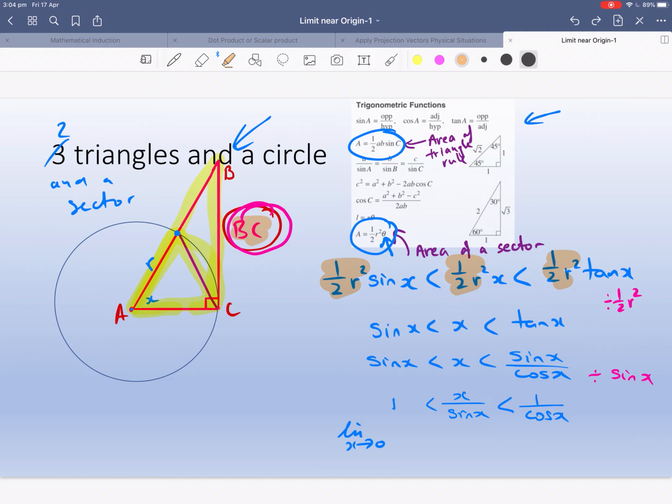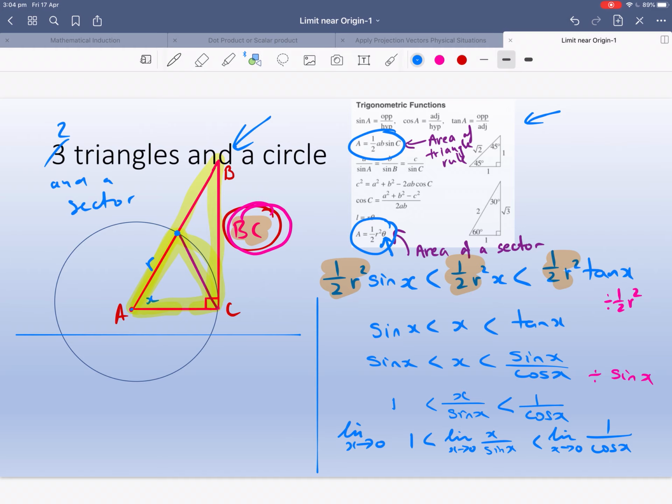So limit as x approaches 0 to 1, change to my pen, and I'm going to write this again as x approaches 0 sine x. And now the limit as x approaches 0 to this thing over here. Okay. Now, I'm going to draw a line, give myself space, because I'm going to work under here now. Now, for this first one, the limit as x approaches 0 to 1, it doesn't affect it. So it's just going to stay as 1.